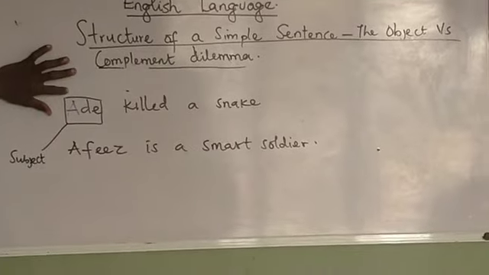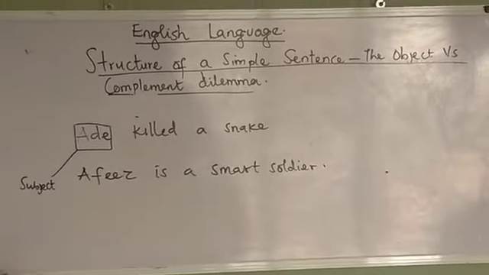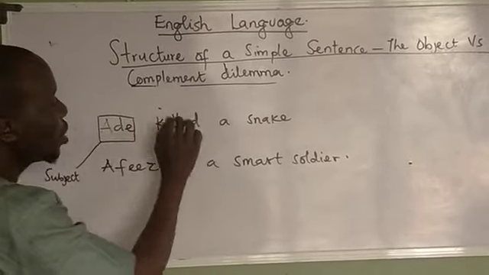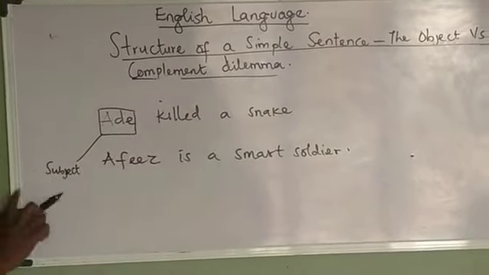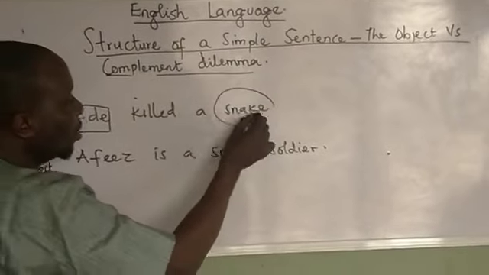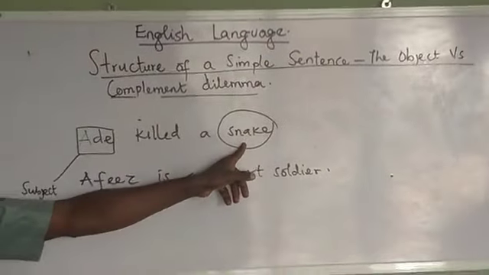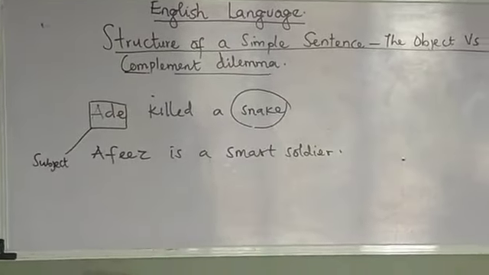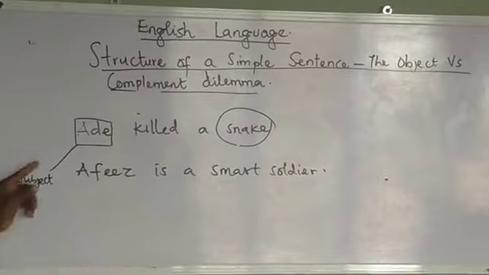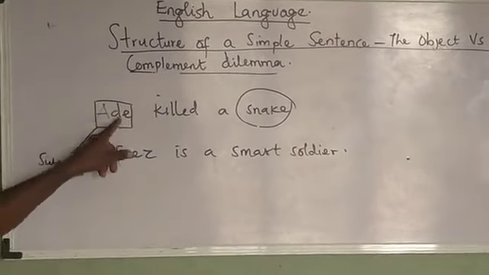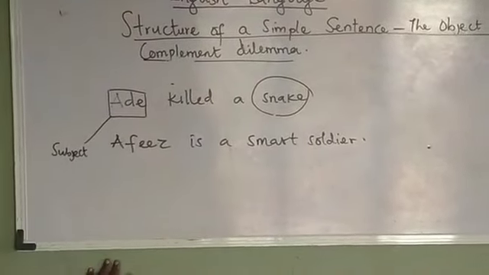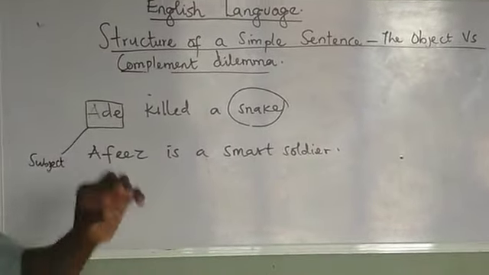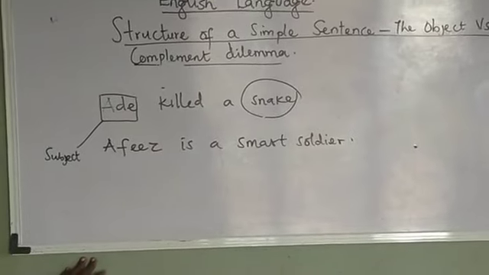And what is the action? What is the action performed? The action performed by Ade is that Ade killed something. That thing that Ade killed, which was a snake, it happened to be the receiver of an action. Are you getting it now? In short, a subject is something that performs an action. The object is something that receives an action.